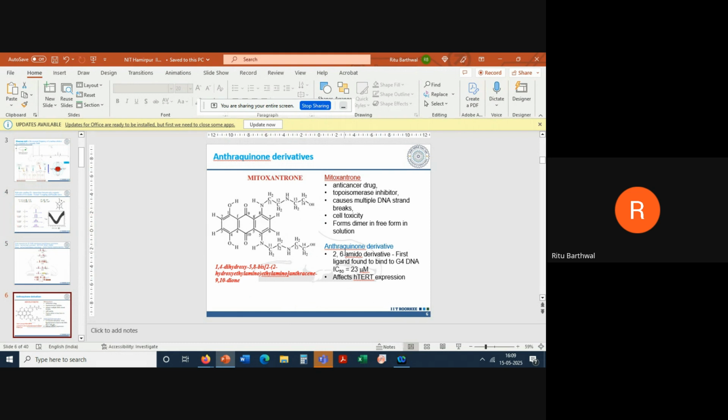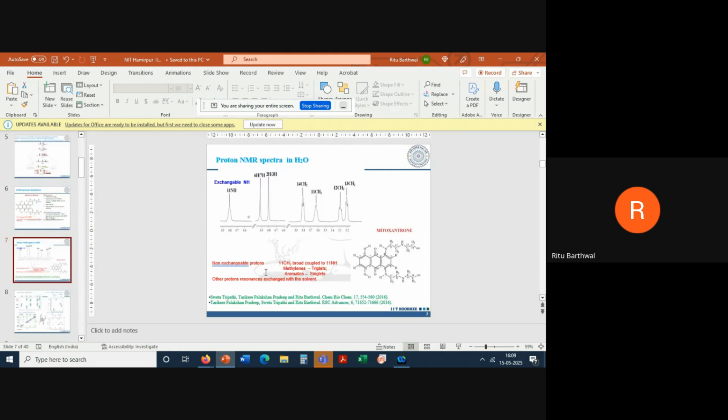What does its NMR spectra look like? This actually we are taking because this binds to quadruplex DNA and gives reasonably good activity in cell-based assays. So as an example, I'm taking this molecule. So here is my molecule.